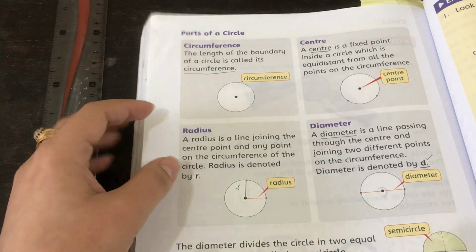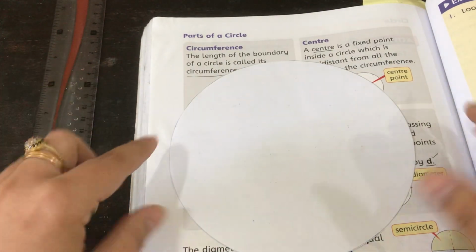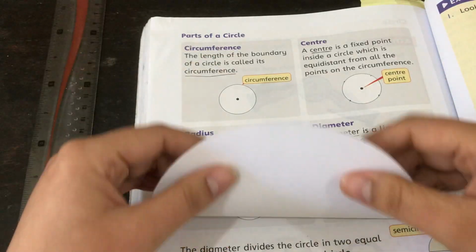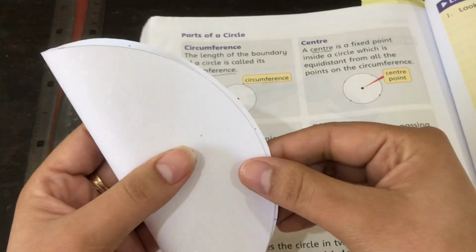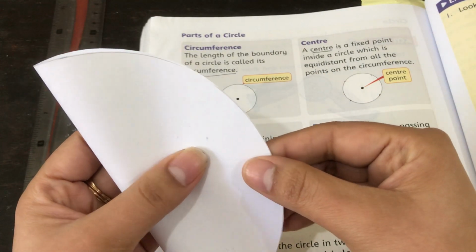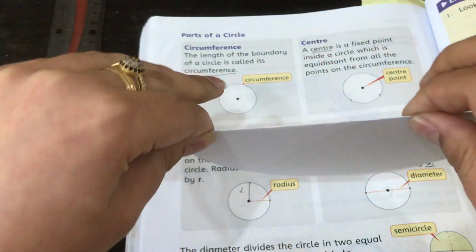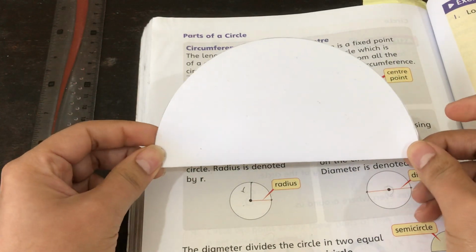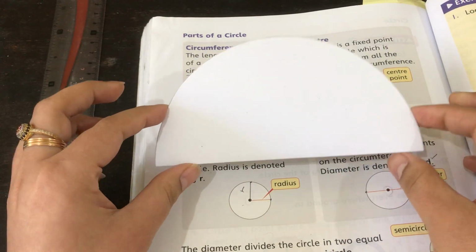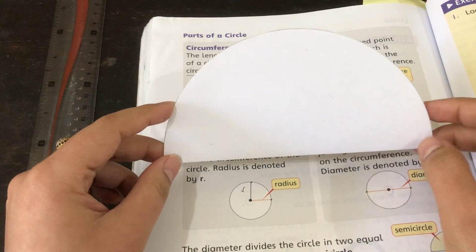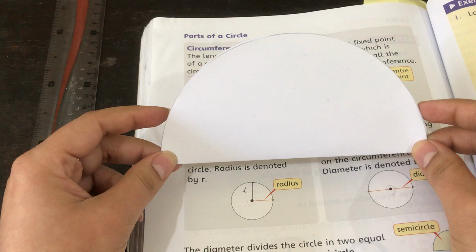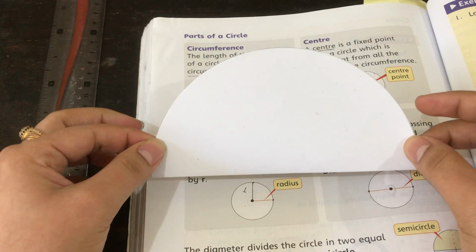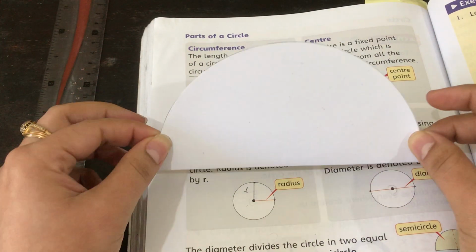Okay. Now you can see, students, this is a circle, right? I have drawn a circle for you. If I divide this circle into 2 equal parts, this shape is called a semicircle. This shape is called a semicircle, right? If you divide a circle into 2 equal parts, the shape you are getting is called a semicircle.